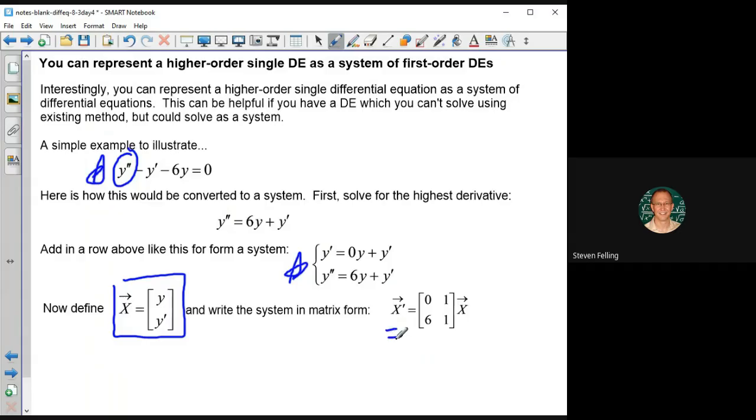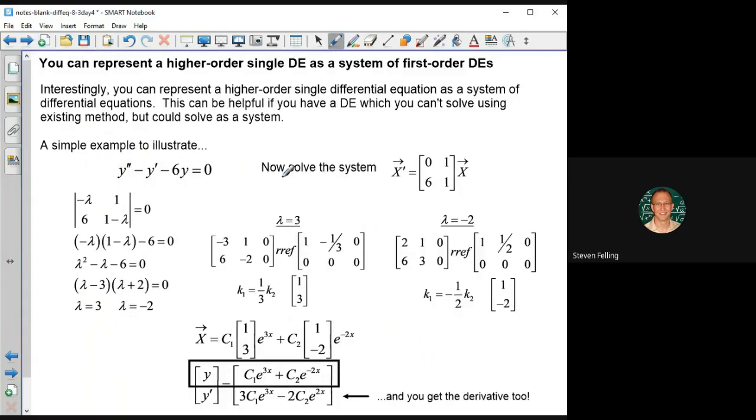And that means we can write this in matrix form. This is just x prime, and then we have the coefficient matrix 0, 1, 6, 1 times x. So we took this one differential equation and we converted it into a system of differential equations, okay? And then we can use differential equation methods to solve.